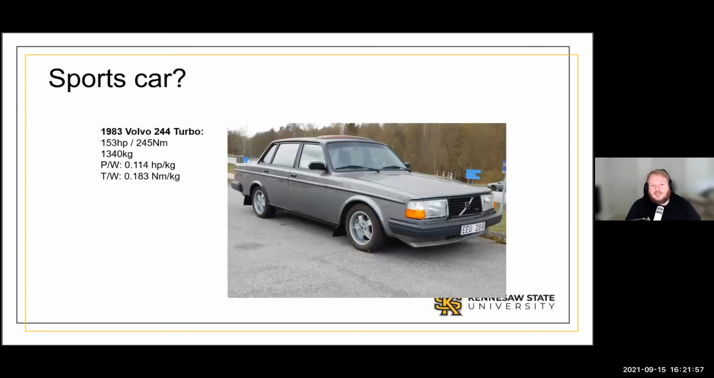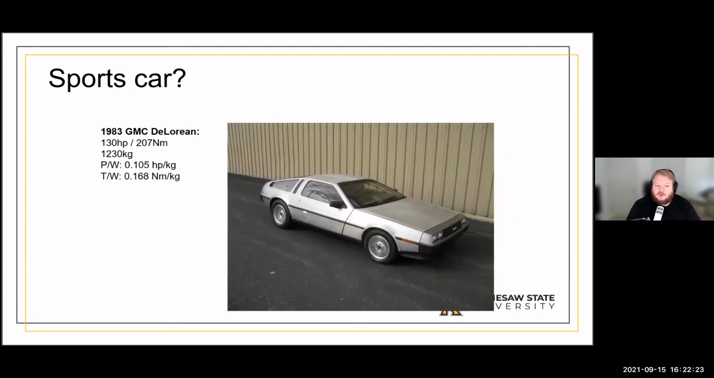This profoundly is not a sports car, right? This is a family sedan. And yet it's more powerful. If you look at the DeLorean, the Volvo is in all characteristics more powerful. But we wouldn't type this as a sports car. But if you ask someone what the key characteristic of a sports car is, oh, it's fast. Right? That's what a sports car does. It goes fast, right?